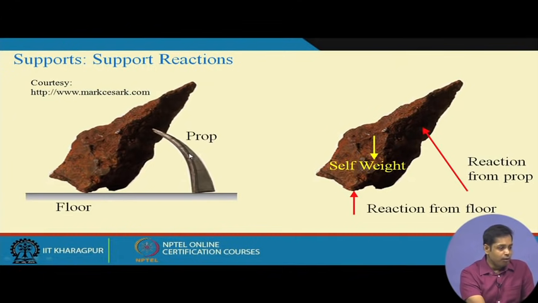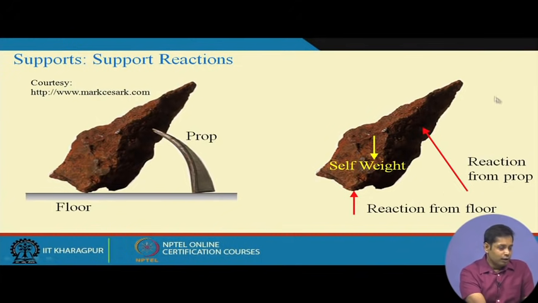Similarly, what will this prop do? The prop will also react to this, and what would be the reaction? The reaction will be applying a force like this in this direction. This is the reaction from the prop. Now, what happens? The structure will be stable. Intuitively, we can say this object will be stable when the reaction from the floor and the reaction from the prop both balance the self weight of this object. If they cannot balance the self weight of the object, then this object will fall down.